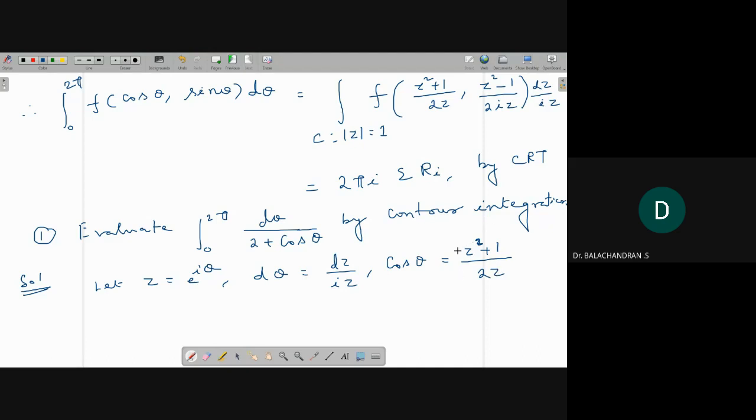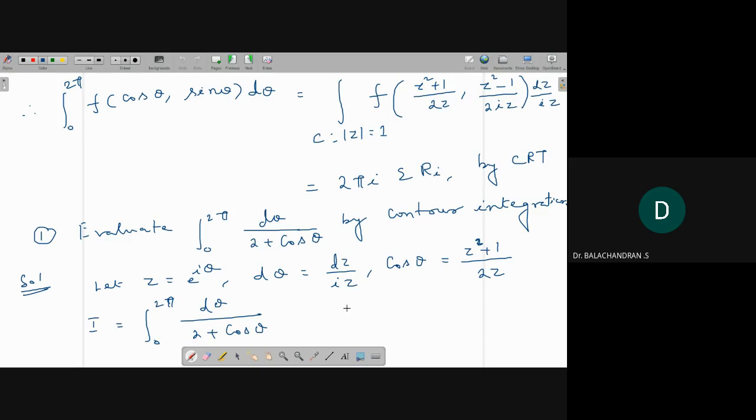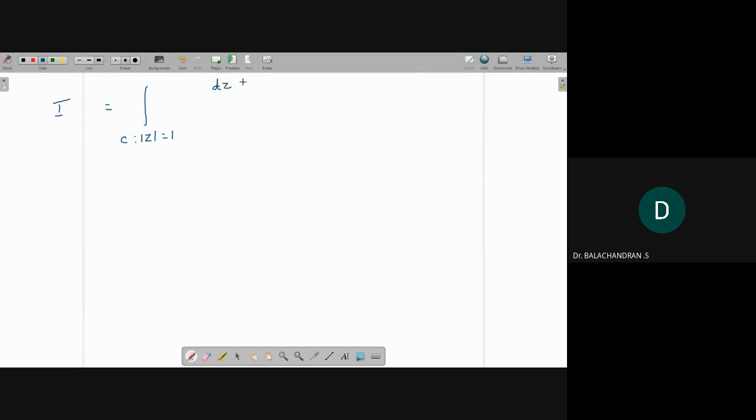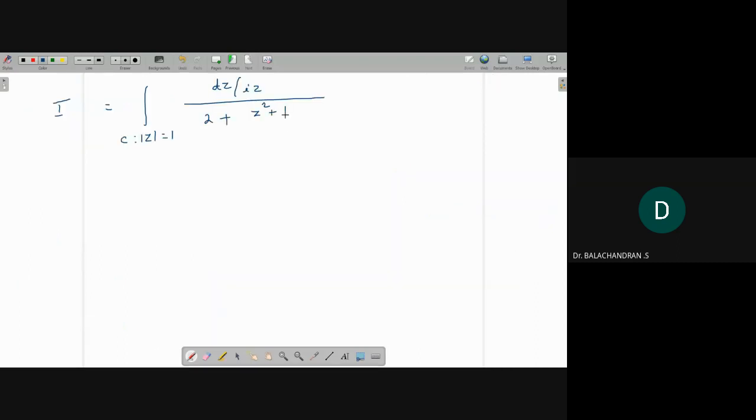Now this integral I equal to integral 0 to 2 pi d theta divided by 2 plus cos theta is equivalent to I equal to integral over C, mod z equal to 1. d theta is dz by iz, so you replace the numerator. The denominator is 2 plus cos theta, where cos theta is z square plus 1 by 2z. So this is equal to integral over C. There is no need to write mod z equal to 1 every time, just write C.